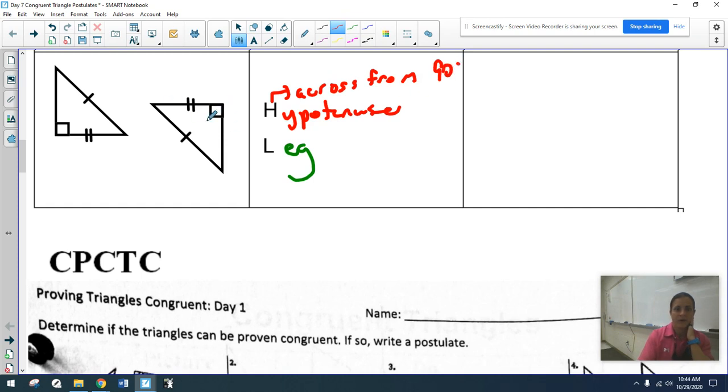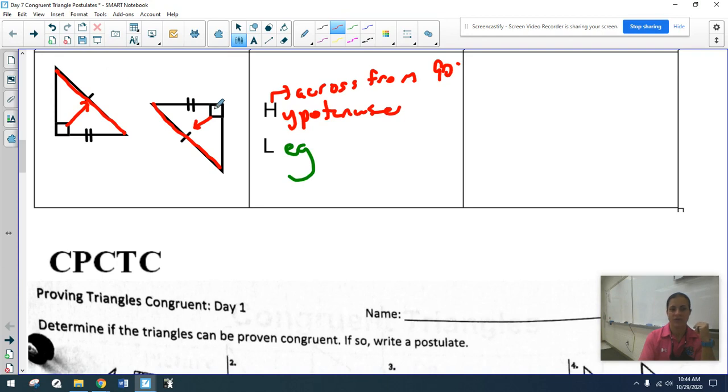Okay, so in other words, across from your 90-degree angle is this one right here. Same thing for this triangle. Across from your 90-degree angle is this one right here. That is the hypotenuse. That will always work with all triangles. All right triangles have a hypotenuse. If it's not a right triangle, it doesn't have a hypotenuse. So that's the easiest way to figure it out.